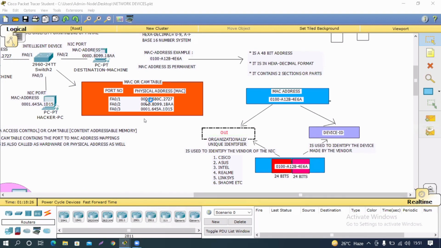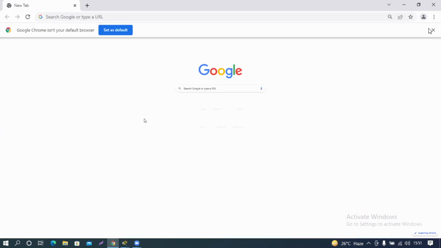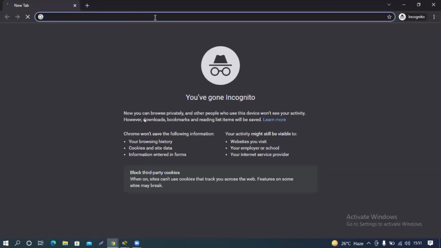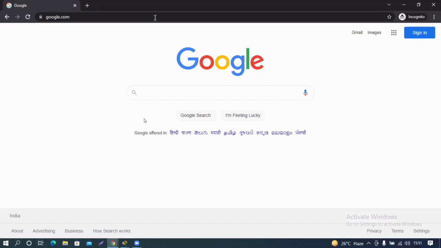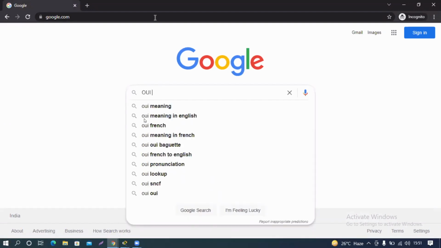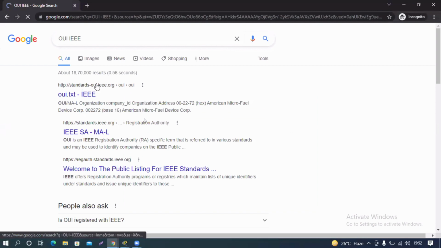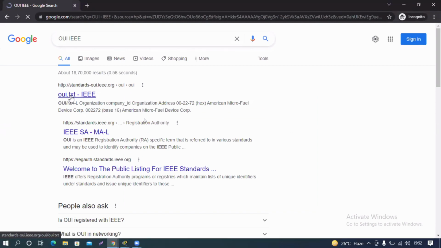There is a simple process which you can follow. Simply just follow this simple process. Just open your browser and over there, simply type OUI IEEE. Can you see that? OUI.txt. Yes. Just click on it.